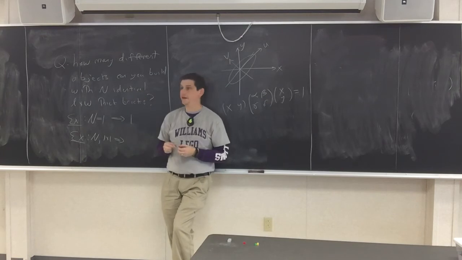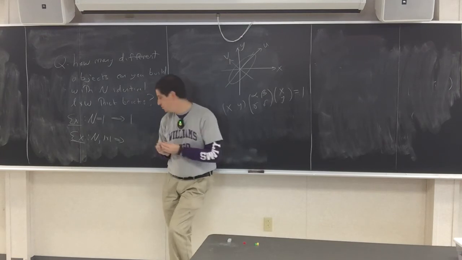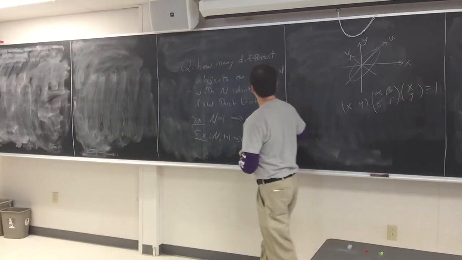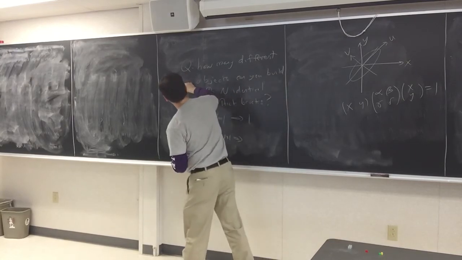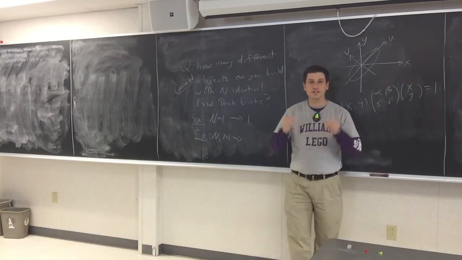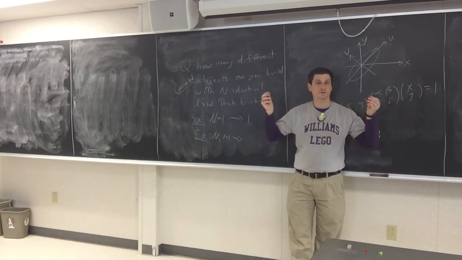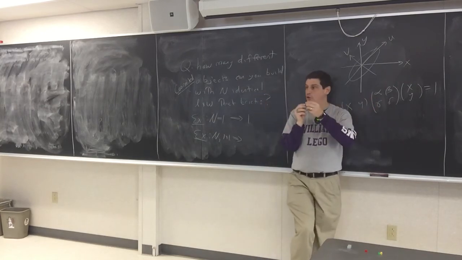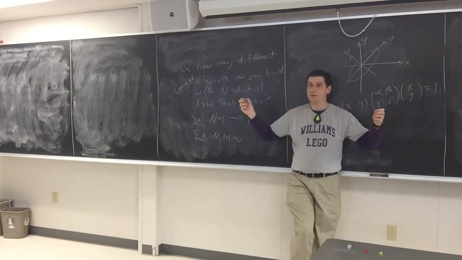So we might want to modify this. Maybe it should be connected. So we'll put in connected objects. Because if they're disconnected, it's really two smaller subproblems. I have a problem of two 1x1s together, and then I have a separate problem of how many things can I do with just a 1x1.